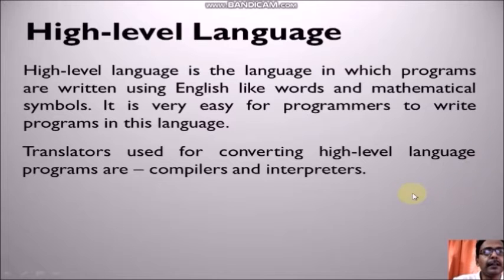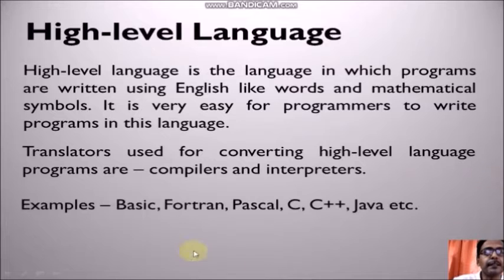Translators used for converting high level language programs. Since high level languages are written in English like words and mathematical symbols, they cannot be directly executed by the machine, so they need to be converted. The software which does it is known as a translator. The translators used for converting high level language programs into machine language are compilers and interpreters. We'll talk about it. Examples of high level languages are BASIC, Fortran, Pascal, C, C++, Java, etc.